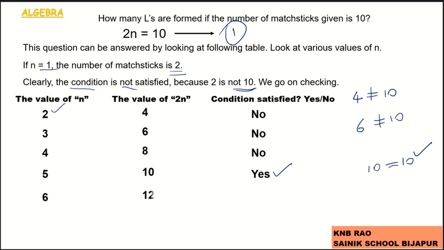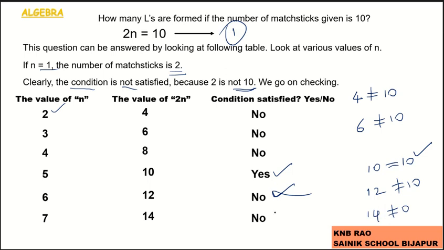2n value becomes 12. Further, 12 is not equal to 10, which makes us say the condition is not getting satisfied. Now, what about n equals 7? 2n value becomes 14. Further, the condition is not getting satisfied.